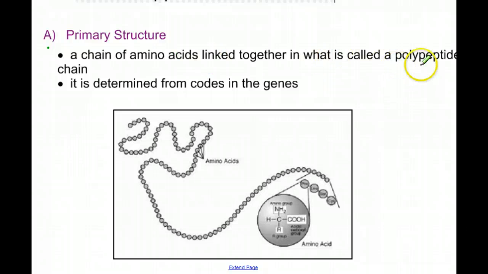And they call that a polypeptide chain, because it is just a linear chain. It's not branching, it's just one straight thing. And it's determined from codes in our genetics. That's why I related at the beginning of this note that when we talk about how important proteins are, there's a whole unit devoted to the production of proteins in our body, and that has to do with the codes that are in our genes.